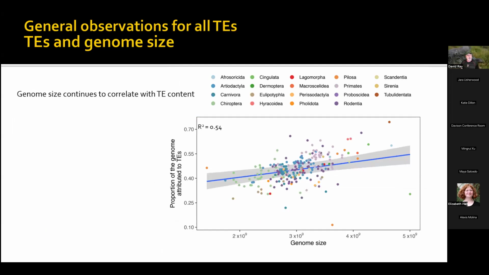Some of the takeaways from this work are that genome size, first of all, does continue to correlate with the accumulation of transposable elements. There's a general trend that as you have more transposable elements, not surprisingly, the bigger your genome is. It's not super strong, but it's there, and it's something that's consistently found.